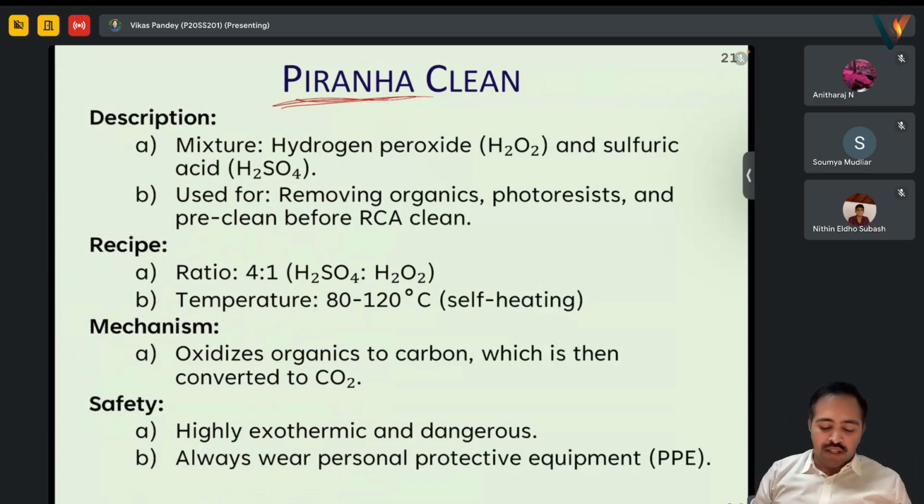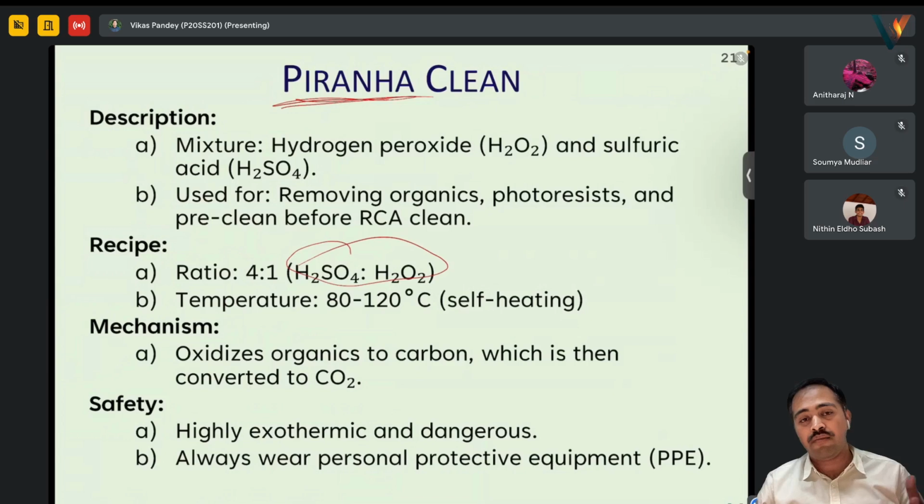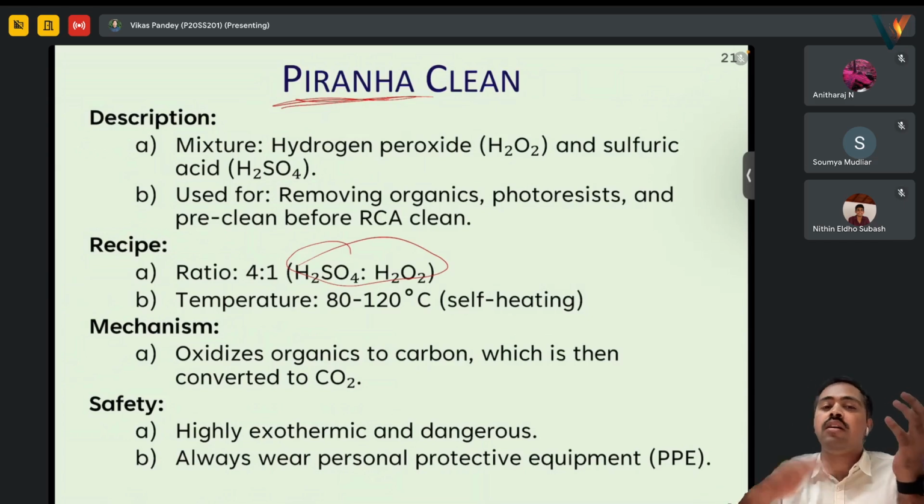So you don't keep these things mixed. You mix and then you do this. Okay, and that also is a very vibrant reaction. Okay, it oxidizes everything to carbon, which is then converted to CO2 and it flies away. Okay, very exothermic and very dangerous. So you have to be very cautious. Always use PPE and different protective things before doing this.